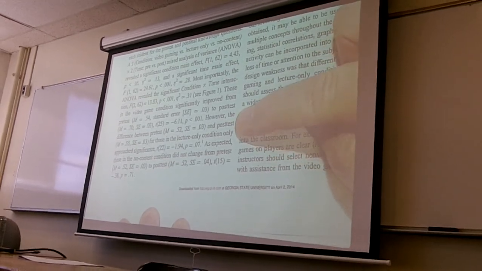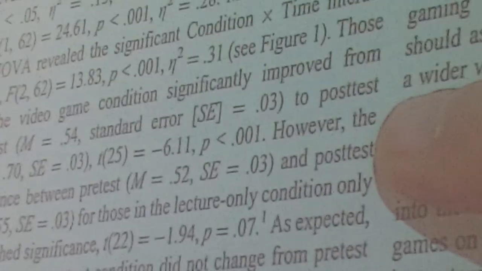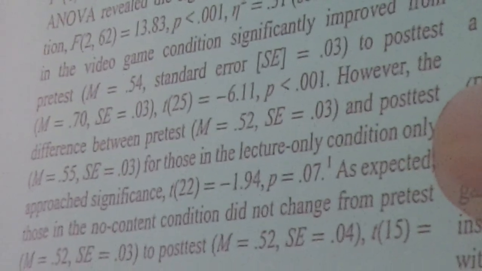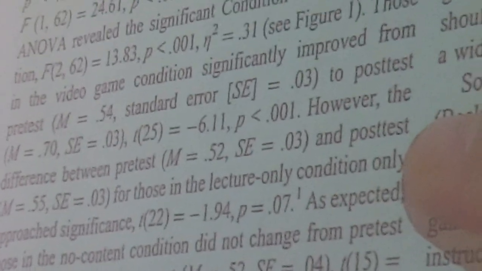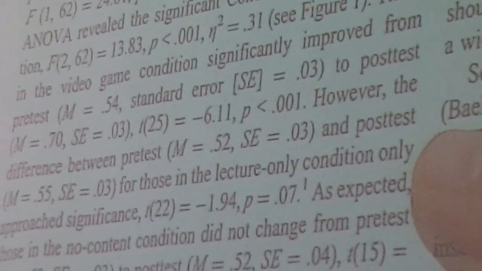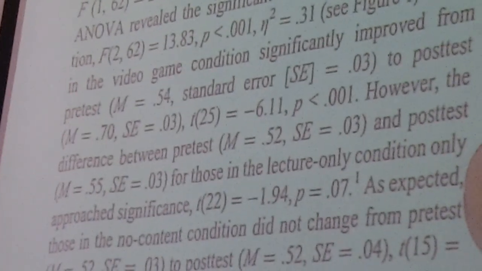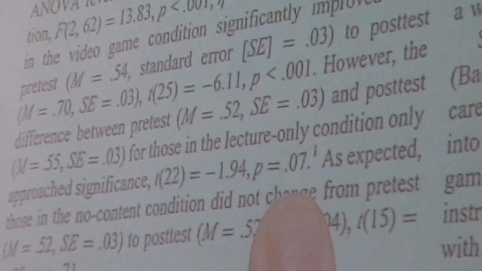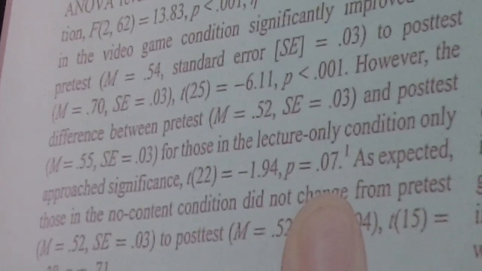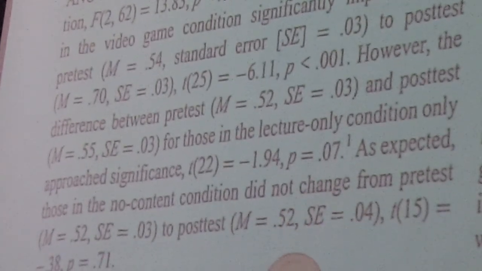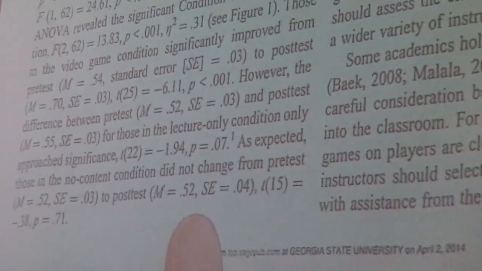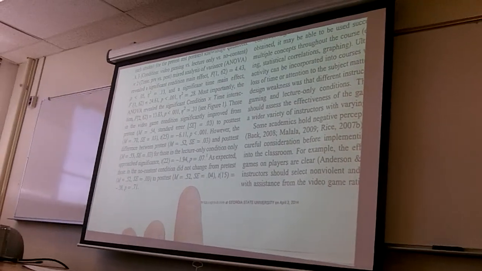However, this scares the crap out of me, by the way. However, the difference between pre-test and post-test for those in the lecture-only condition, right? That's the standard treatment control, right? Where they did lecture and then the passive discussion of examples with the professor. Okay. Only approached significance. Okay? So it was significant at 0.07, but we know that the minimum we will go with is 0.05, right? So it wasn't quite significant. So what does that mean? It means that students who learned in the standard way officially didn't learn.